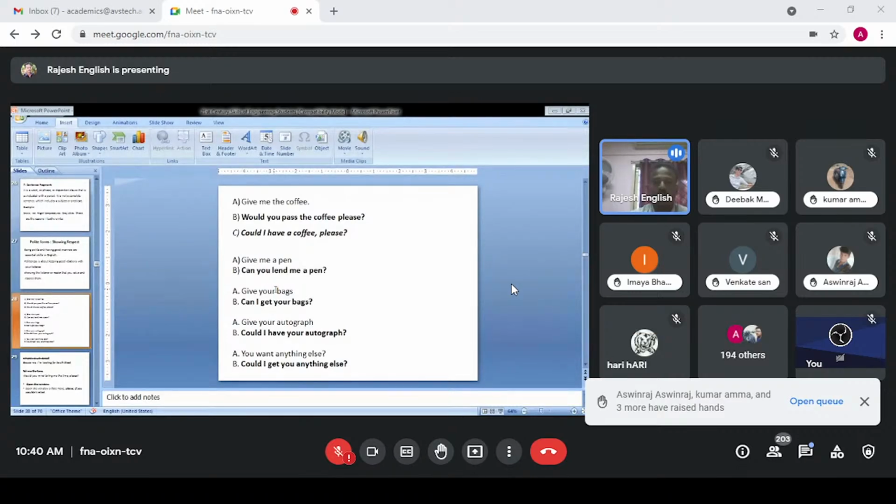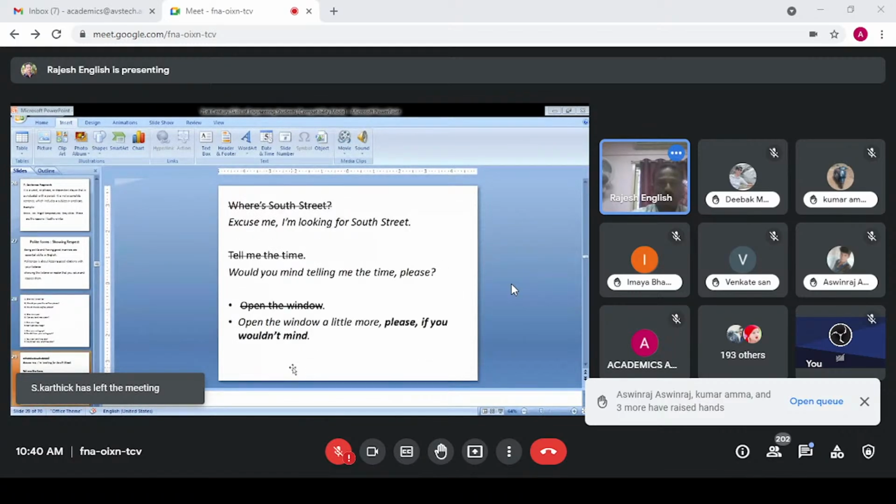But at the same time, in schools and colleges, we are taught a less standard variety of English. So as engineering students, you have to use a standard variety of English so that you'll be able to get a job easily. That's also a part of 21st century skills. Instead of asking "Where is South Street?", you can ask, "Excuse me, I'm looking for South Street." That is the right form, a standard form of language.